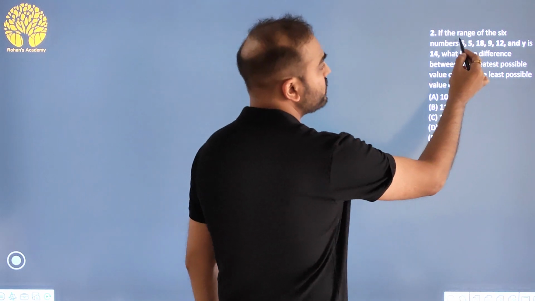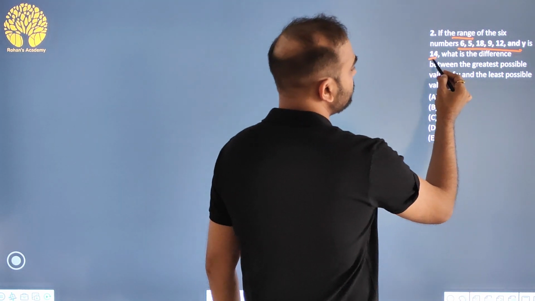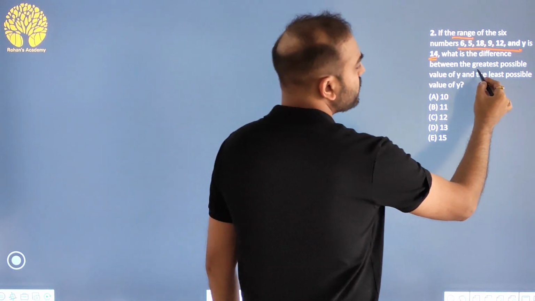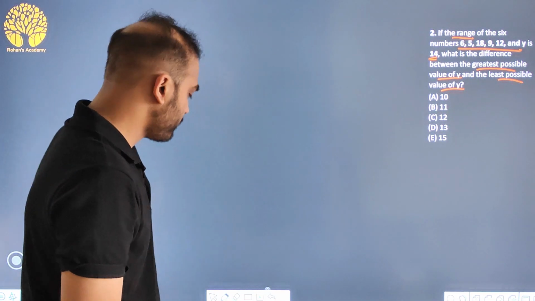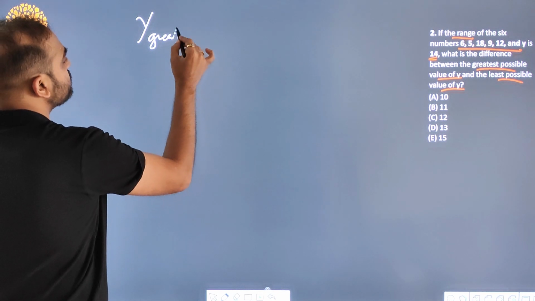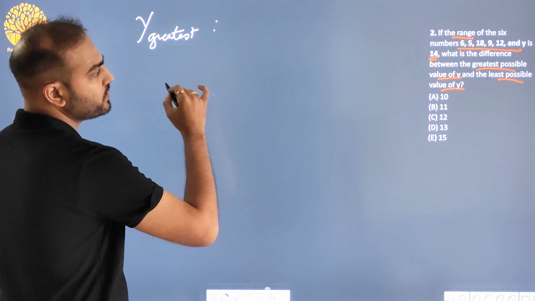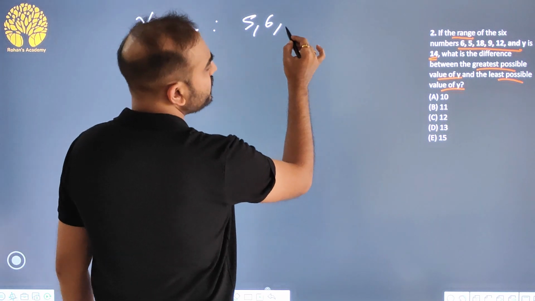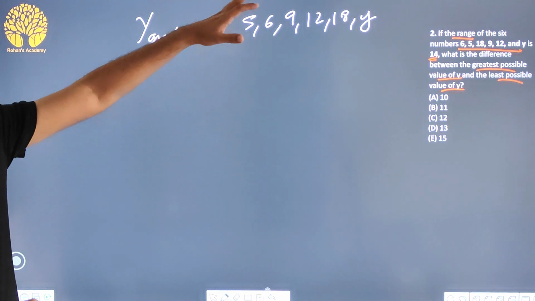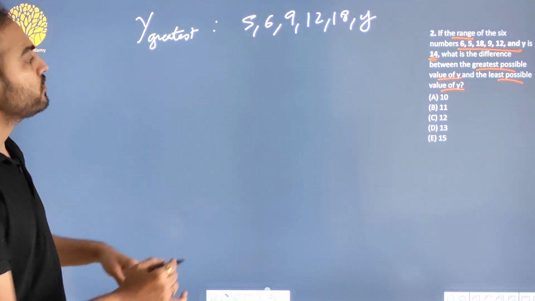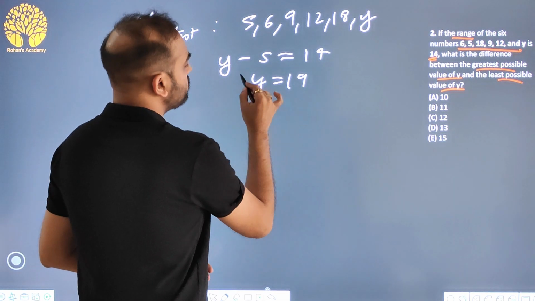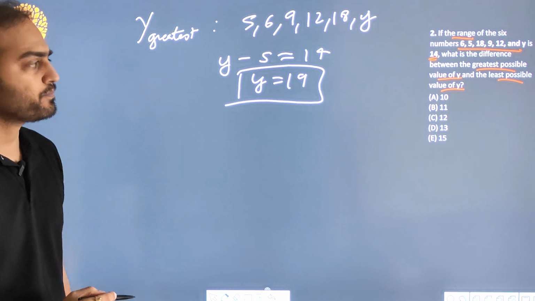Moving on to the next one. We have range of 6 numbers is 14. Remember what was range? Highest minus lowest. What is the difference between greatest value of y and least value of y? Let's assume 2 scenarios. If y is greatest, I'll write the data as 5, 6, 9, 12, 18 and y. Now what do I know? The range is 14. Range is highest minus lowest as 14. So the greatest possible value of y is 19.